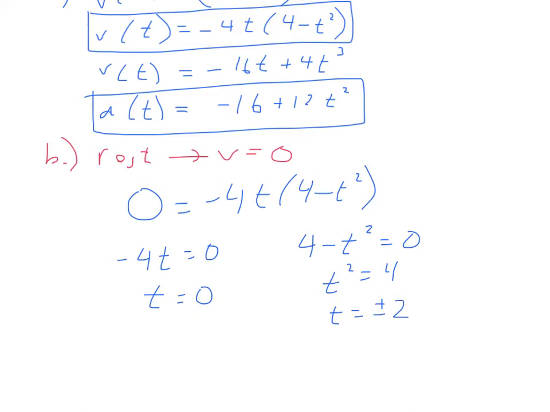But it was mentioned in the problem that we are only looking for time greater than or equal to 0. So the only times that the object is at rest is at time 0 and then at time 2. It would have been at rest at time negative 2, but that's not one of the times that we're considering, and so we don't even list it as a possibility. And so now we can move on to part C of the problem.